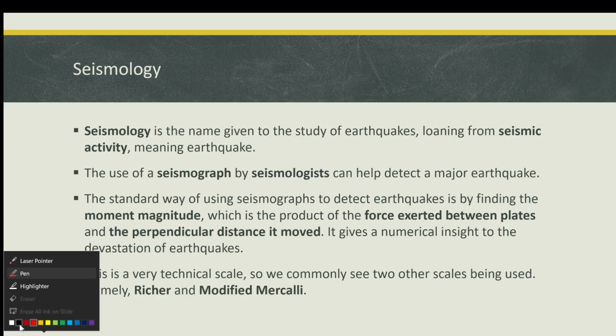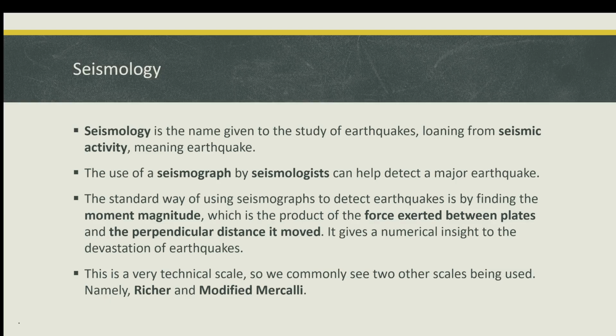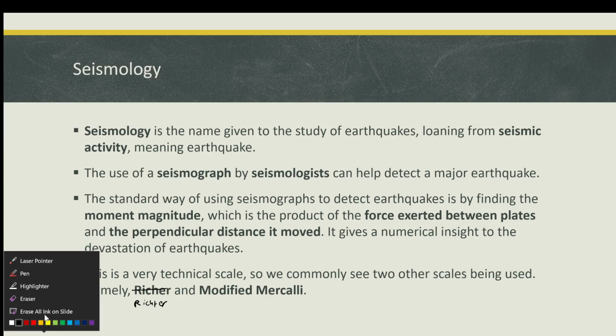So I'll just really quickly fix this, and you can see my bad handwriting actions. Yeah, Richter with the T in the middle, and the modified Mercalli.